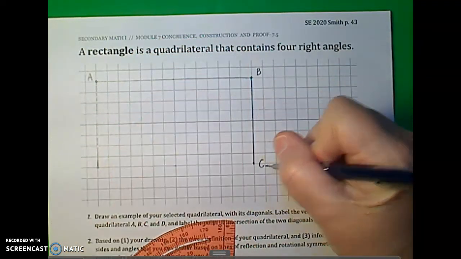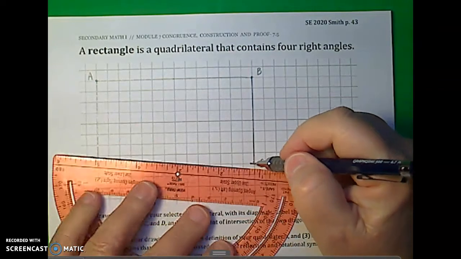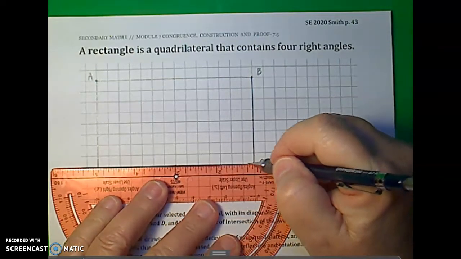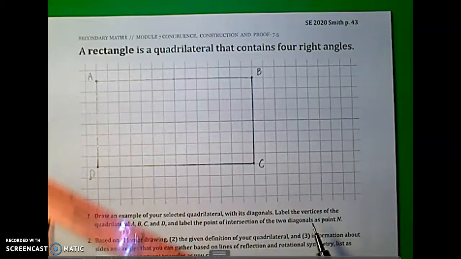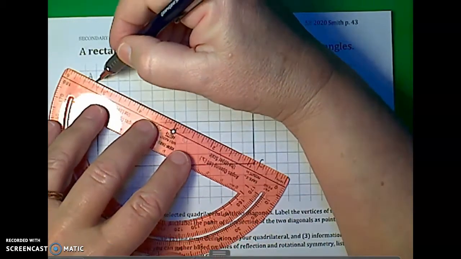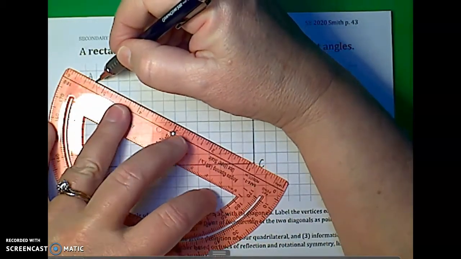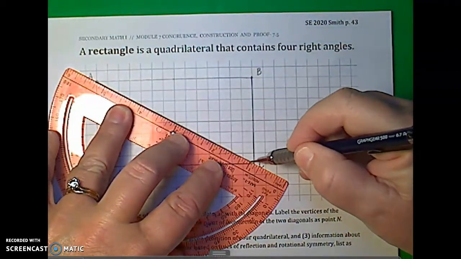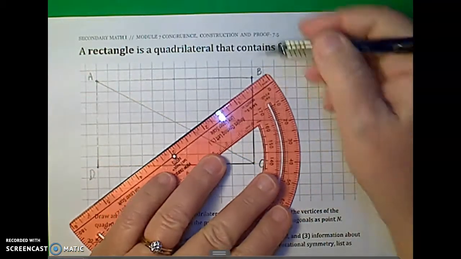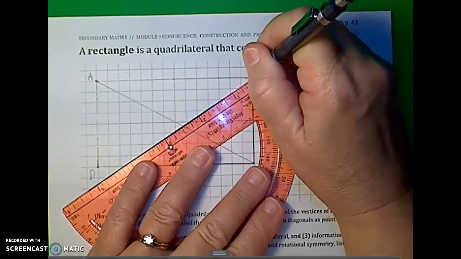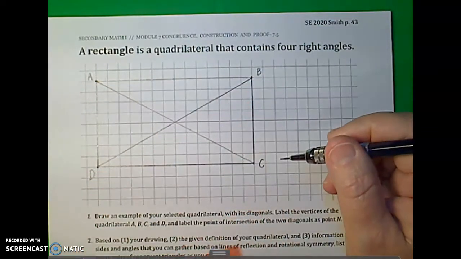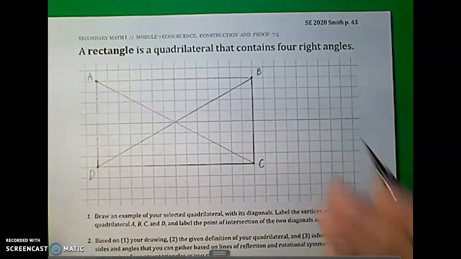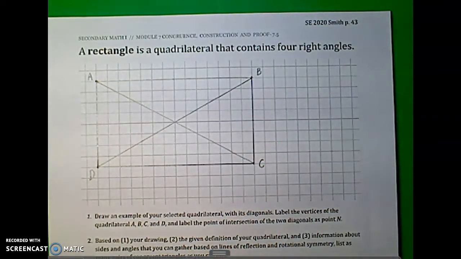Let's see. And then finish it, D. And then this says it also wants the diagonals, so I'm going to get diagonal A to C and do this as accurately as you can. The more accurate your drawing, the better your proof part of it will go, because everything will look right. So there's my rectangle with its diagonals.